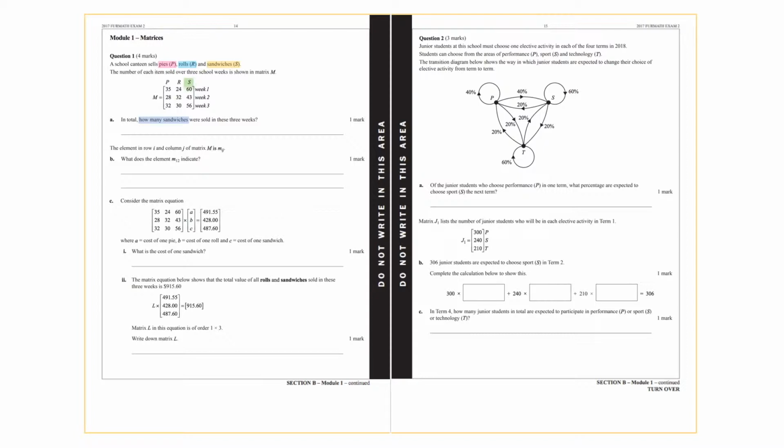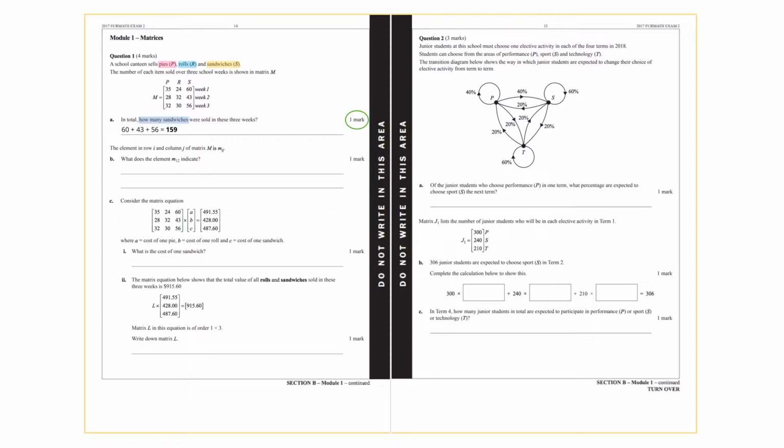For this, we are going to look at the elements in column 3. That is 60 plus 43 plus 56, which is equal to 159. This question is worth 1 mark for the correct answer.